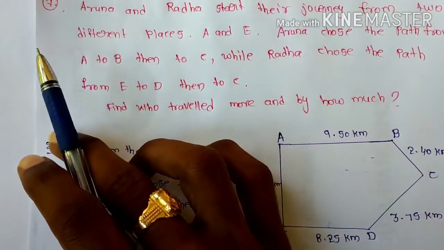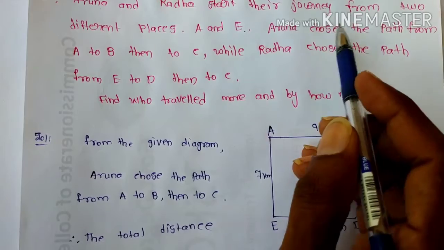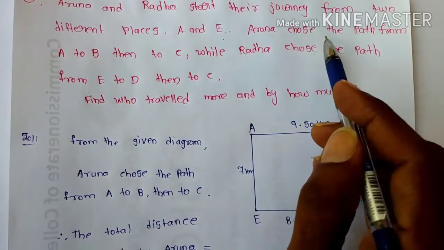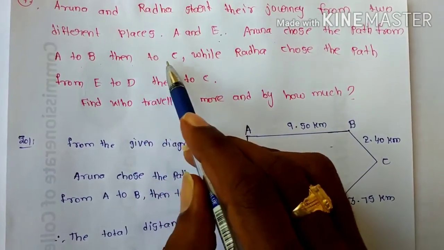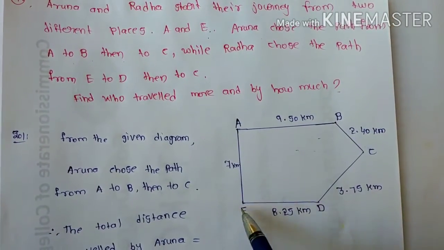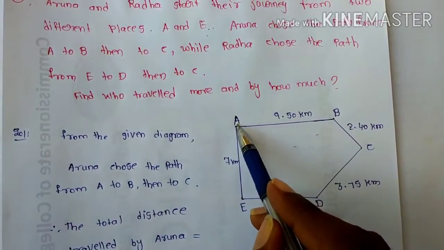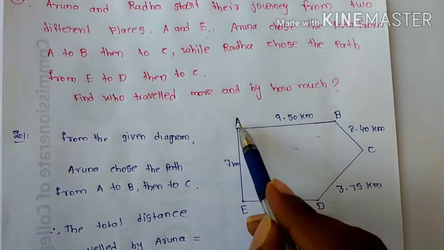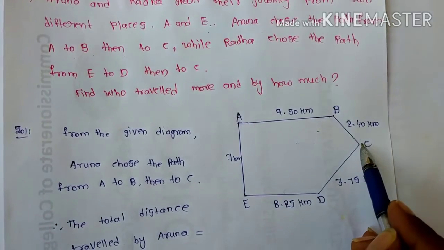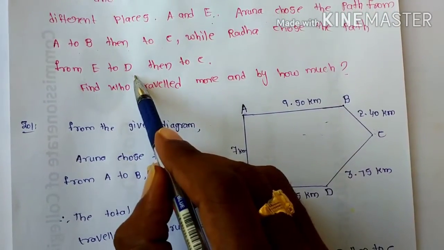Now you can see here exercise 5 question number 7. Aruna and Radha start their journey from two different places A and E. Aruna chose the path from A to B then to C. You can see the diagram A, B, C, D, E. That means the total distance traveled by Aruna is AB plus BC. Yes or no? Yes.